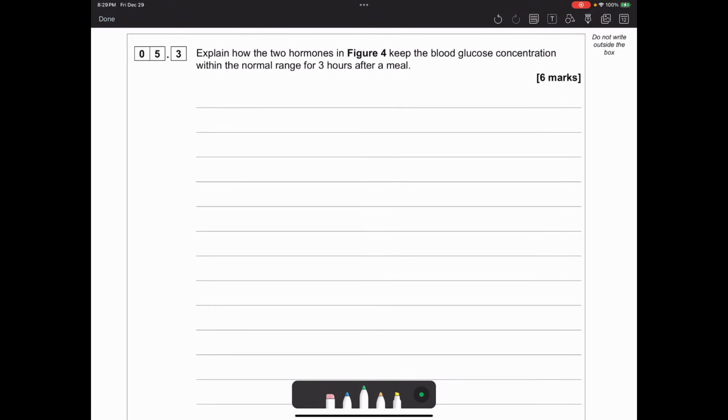You then got a classic 6 marker. Explain how 2 hormones in figure 4 keep the blood glucose concentration within the normal range for 3 hours after a meal. So it's basically, how does your body regulate your blood glucose levels? So there's lots you can say here in order to get the marks. So I would say, after a meal, the blood glucose levels will increase.